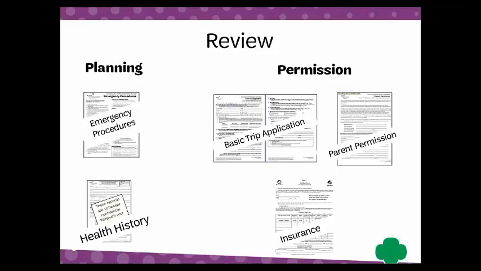When it comes to permission paperwork, you're going to need to submit the basic trip application and receive approval for that from your membership manager. You'll also have to have your parents sign the parent permission form allowing the girls to go on the trip. And then lastly, remember that if your trip involves tag-alongs, you also have to purchase additional insurance for them.